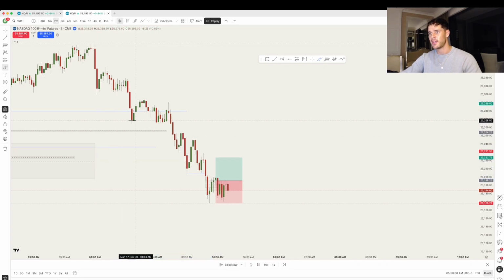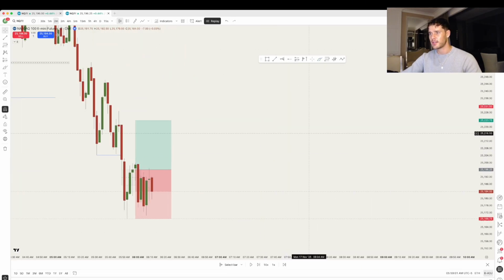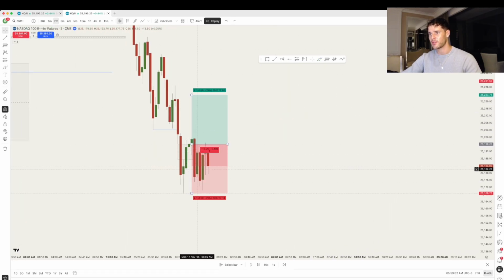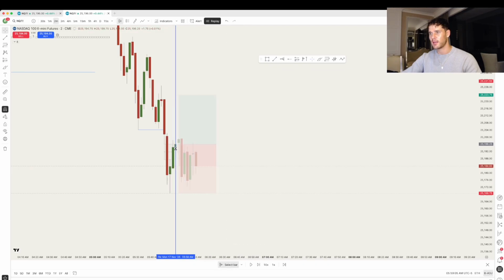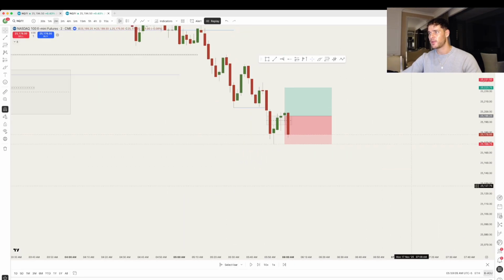It tried here, but as you can see, it technically made the lower low and then didn't claim this high, so that's why it just continued to run off. So would I take this trade? Yes, I probably would wait for some more market structure. So for me, I'd be waiting for a lower low, a higher low to be put in.